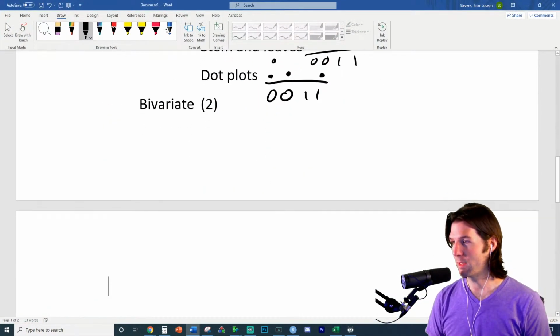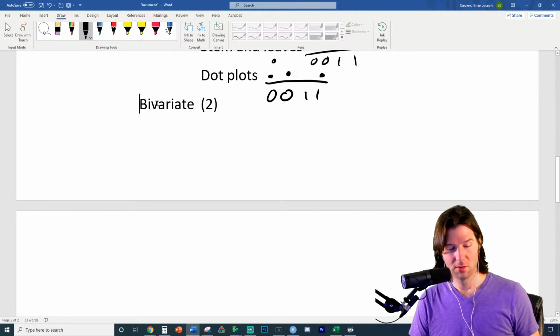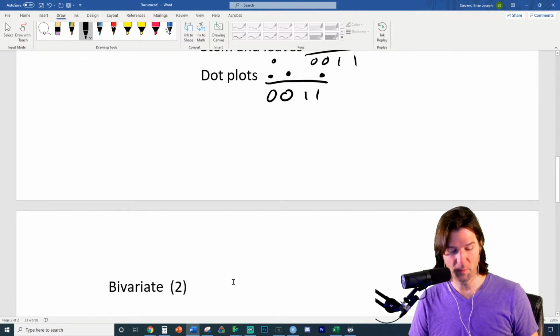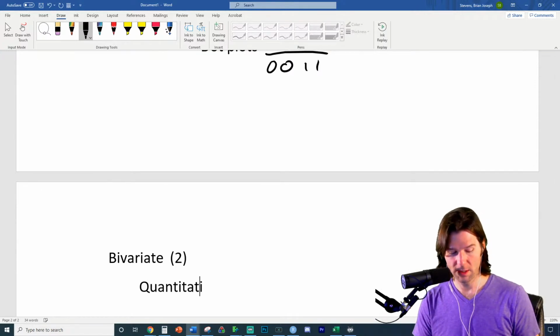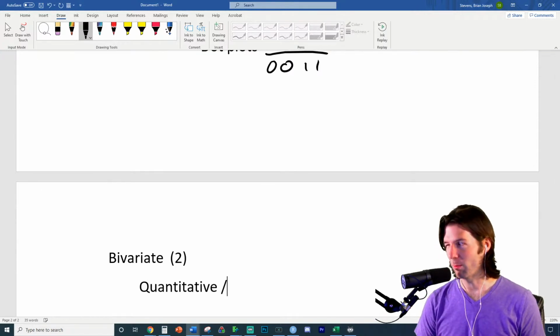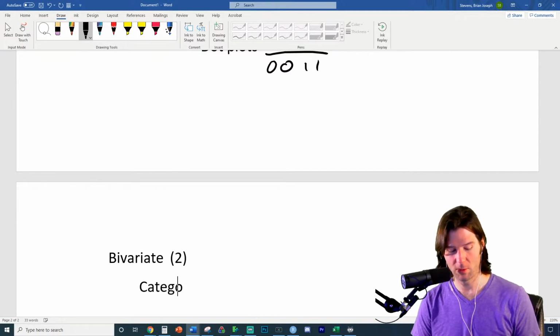Talk about some bivariate displays of data. So we got some bivariate displays. When we talk about bivariate displays of data, we've got quantitative. That's not where we started. We didn't start with quantitative. We started with categorical and quantitative.